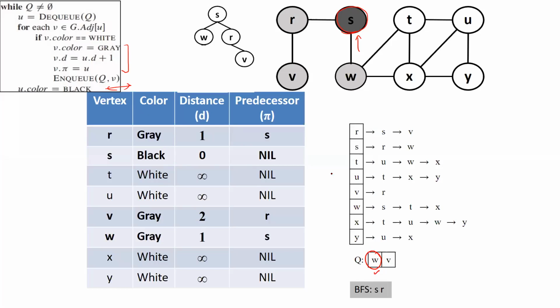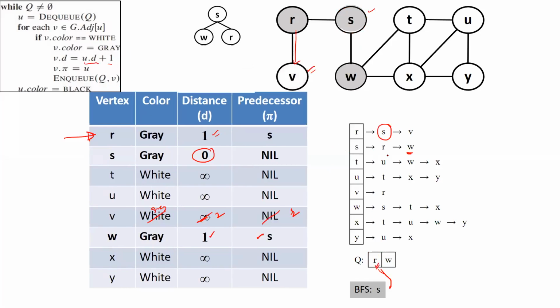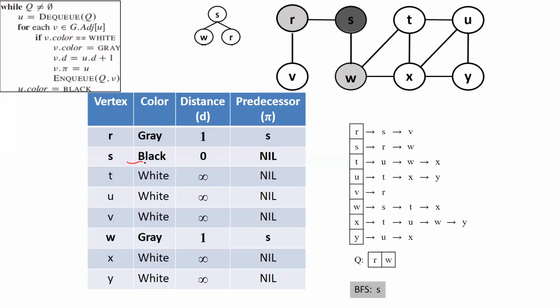Now if you go for S, as you can see in the previous slide also, for S we have explored R and W both, and they have been entered into the queue. R was also gray shade because it is inside the queue. W is also gray shade. All the values have been set. After that, once it comes out of this if statement, with respect to the nodes adjacent to S, we'll be making S dot color black. So this will become black here.